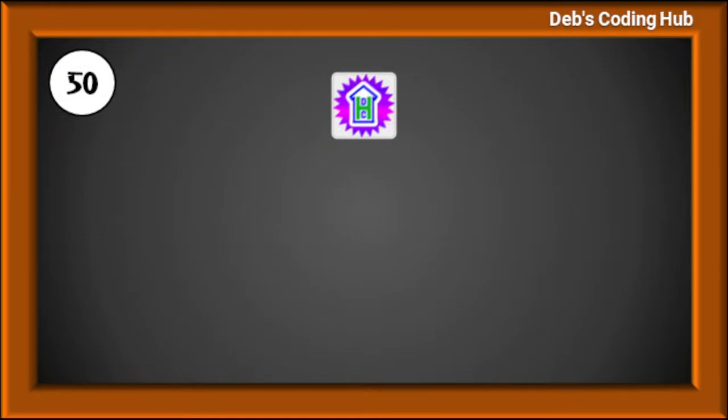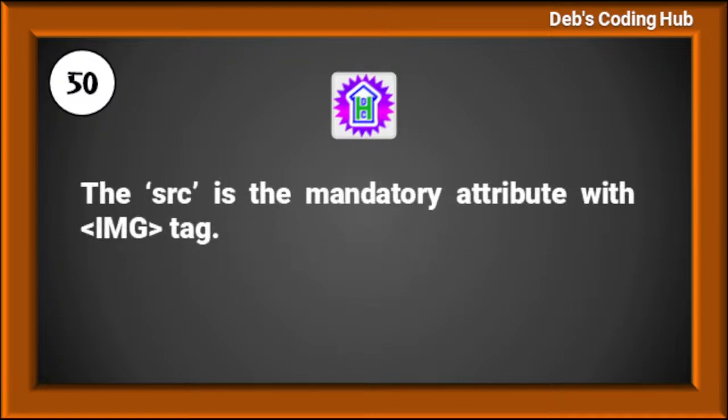Then we have come to the last question of this session, which is question number 50. The SRC is the mandatory attribute with IMG. That means if I use the IMG tag, I must write the SRC attribute. It is true because the URL of the image is given as the value of the SRC attribute. So SRC is a must-use attribute with the IMG tag. So that concludes our question answer session.